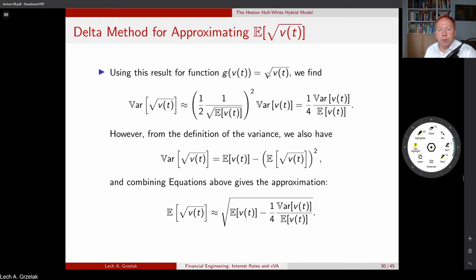So if we now substitute for function g the square root of Vt, this is the expression that we have. The variance of the square root of Vt is approximated by this term. On the other hand, by the definition of a variance, this is the expression. If we now equate these two equations, this is the formula we arrive at. You see that the expectation of the square root of Vt is approximated by the square root of the expectation of Vt, and now we have a function which depends only on the expectation of Vt, which is nicely given in closed form, and also the variance of Vt.